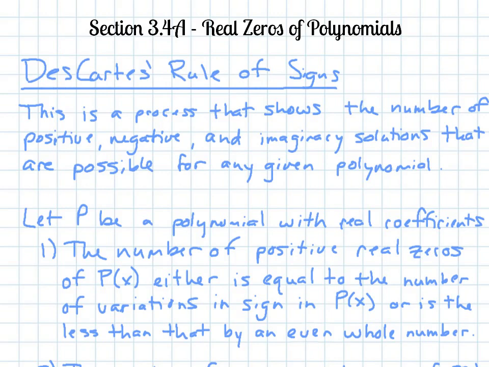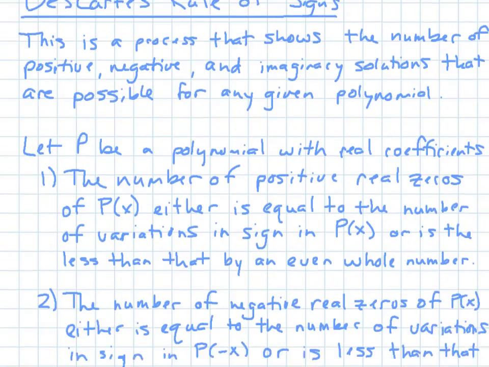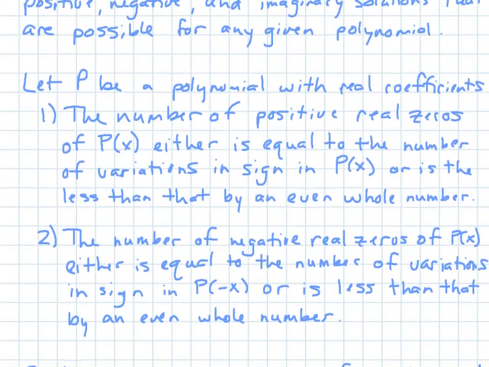It's not something that's going to tell you exactly what the answer is, but it kind of helps. Okay, so this is a process that shows the number of positive, negative, and imaginary solutions that are possible for any given polynomial. So let P be a polynomial with real coefficients.